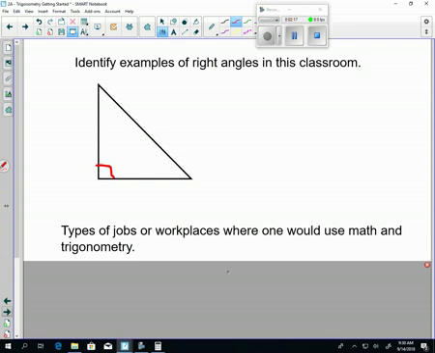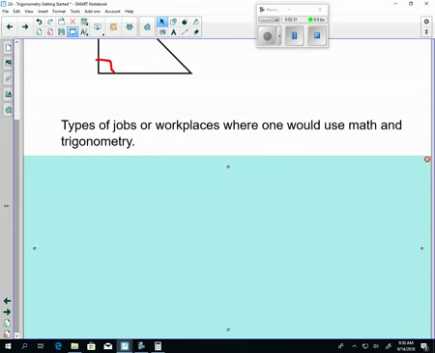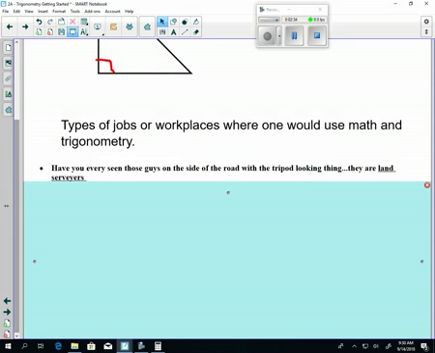Now, where would you use math and trigonometry? What kind of jobs? People were asking me just recently, where do we need math? Well, if we think about it, math gets you involved not just with money, because if you're working in the banks or with taxes and that, yes, you need to know about math.